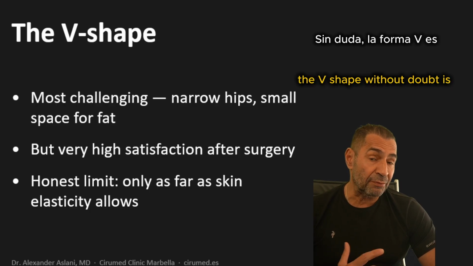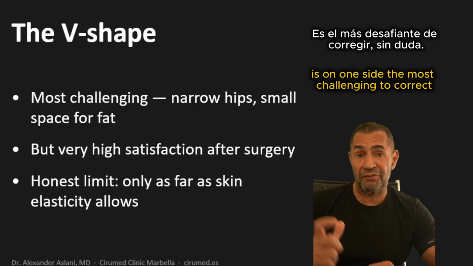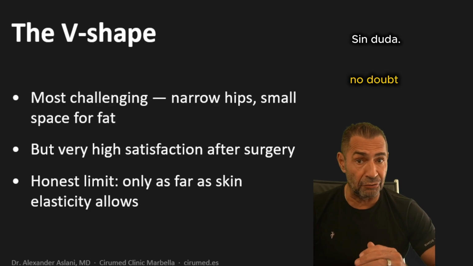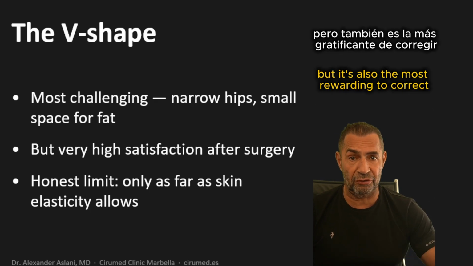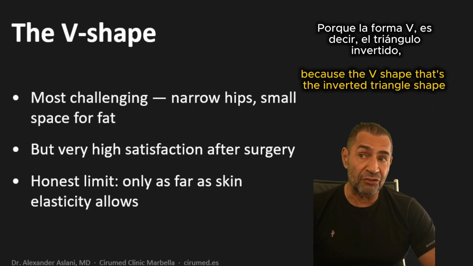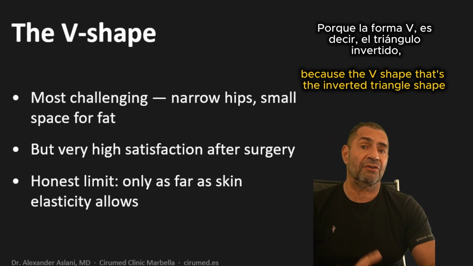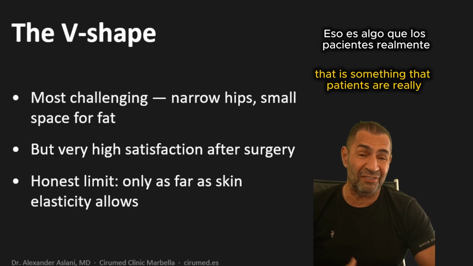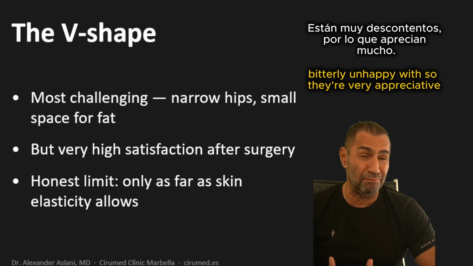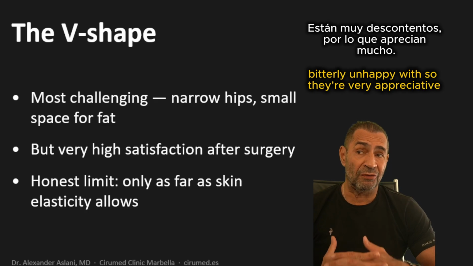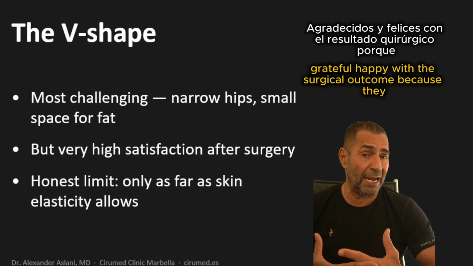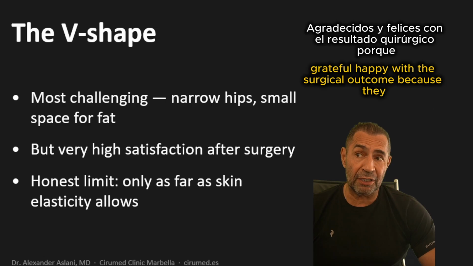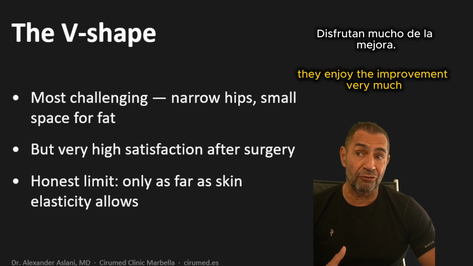The V shape, without doubt, is on one side the most challenging to correct, no doubt, but it's also the most rewarding to correct. Because the V shape, that's the inverted triangle shape, this is where the waist is actually wider than the hips. That is something that patients are really bitterly unhappy with. So they're very appreciative, grateful, happy with the surgical outcome because they enjoy the improvement very much.